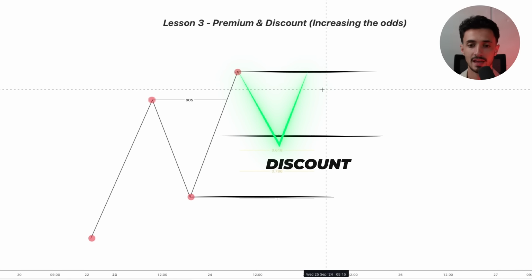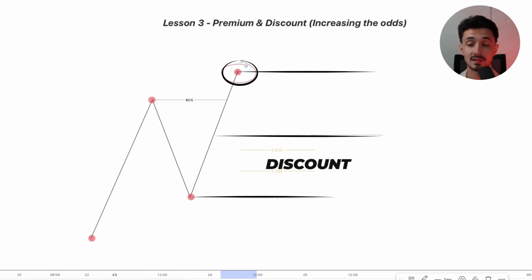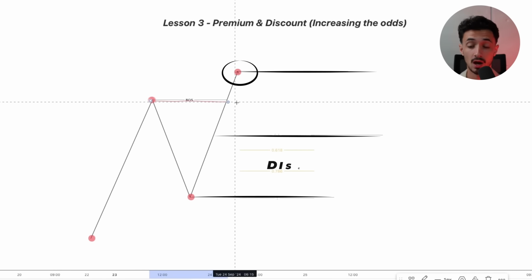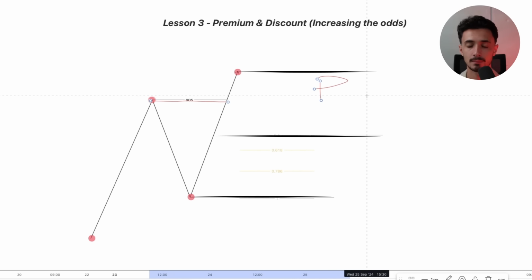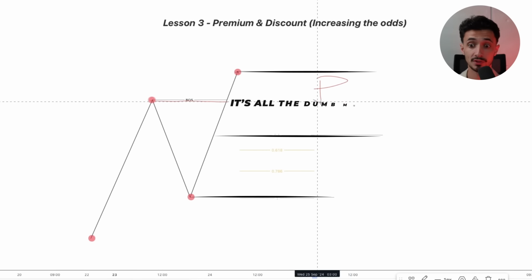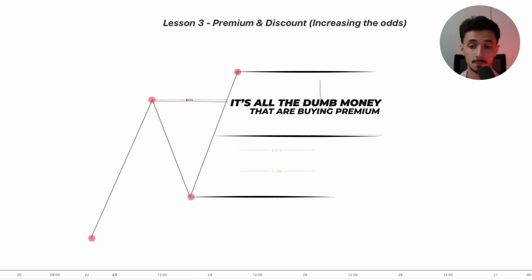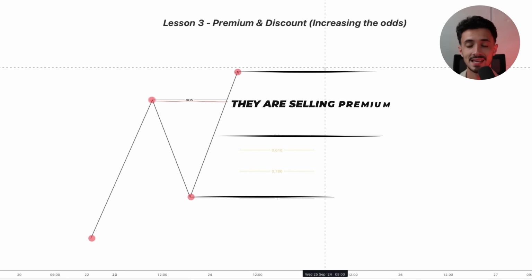Now, here's another thing. If price is here right now, price is in the premium. We've already just broken an old high. So we are in the premium. So think about it. Do you think that smart money or any market participant wants to buy the premium? No, it's all the dumb money that are buying premium. What do you think smart money and other members of the market are doing? The ones who are profitable, the ones who move the market, they are selling premium.